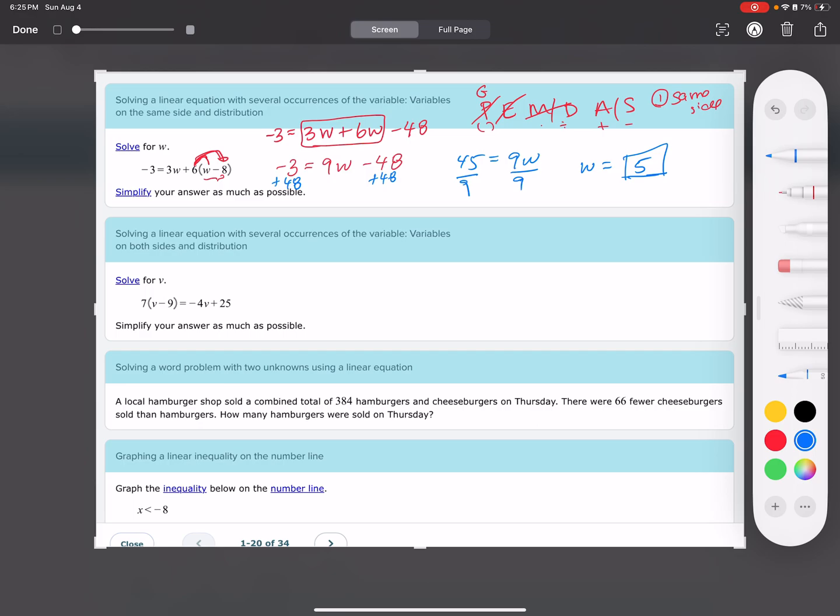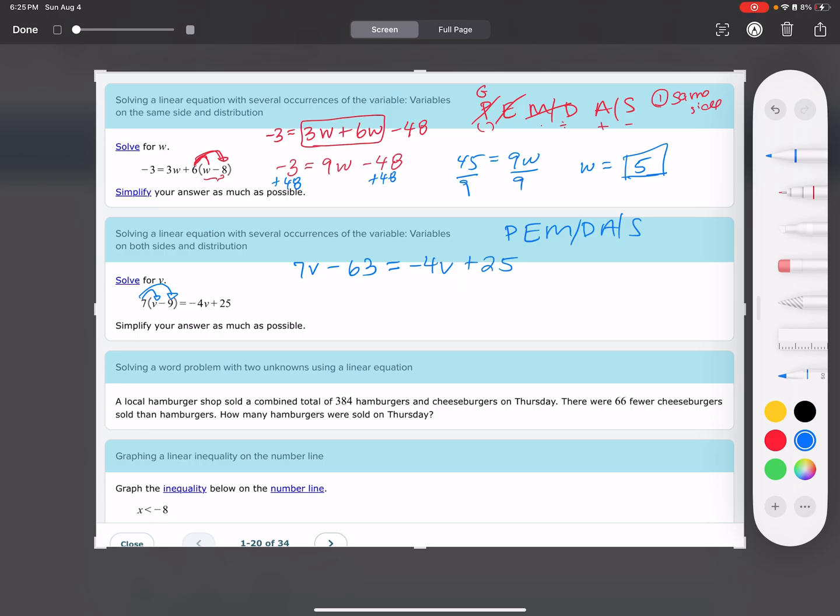Okay, the next one, we're going to solve linear equations with several occurrences of the variable now on both sides. We're going to do the same thing, except we're going to do the left side and then the right side. Again I've got the parentheses, so I'm going to distribute. I have 7V minus 63, because 7 times 9 is 63, equals negative 4V plus 25. There was nothing to combine on this side.